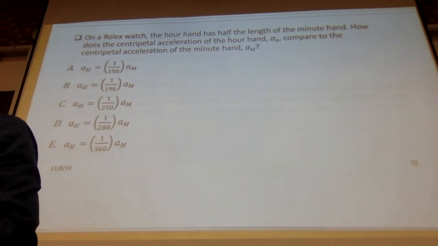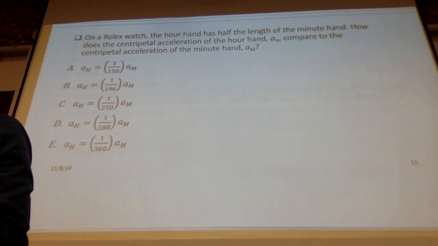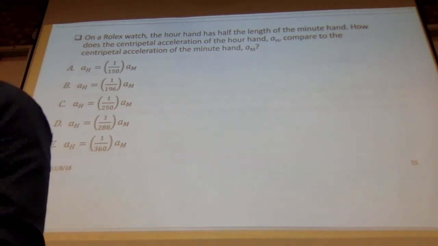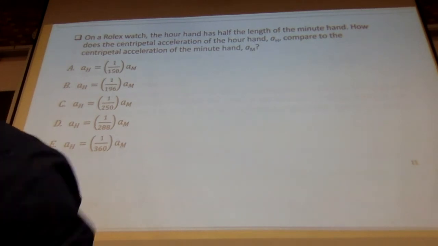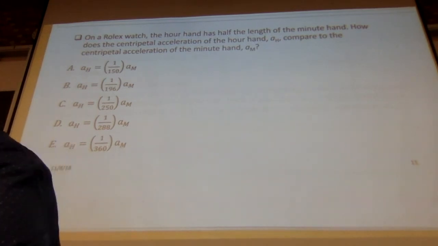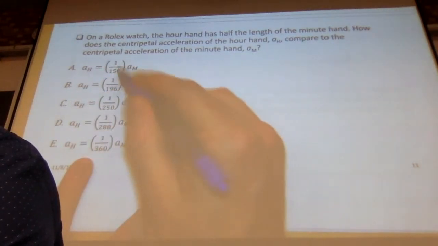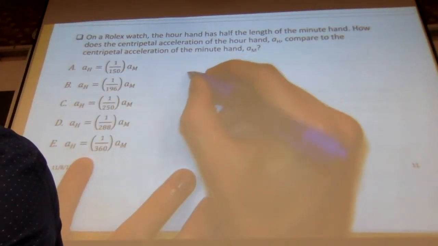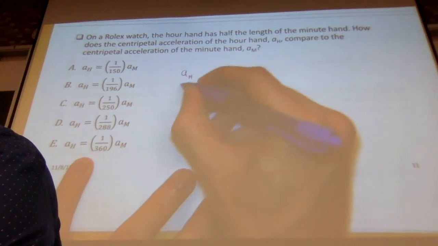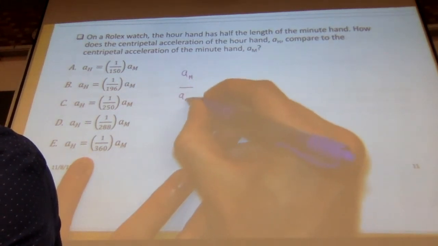Okay, V's not going to work. Frequency is kind of awkward, but T sounds good. I can maybe determine T. So I'm going to use the exact same formula as in the previous question, and I'm going to write them as a ratio, so I can figure out what this fraction is at the end. So I want to know A of the hour hand over A of the minute hand.